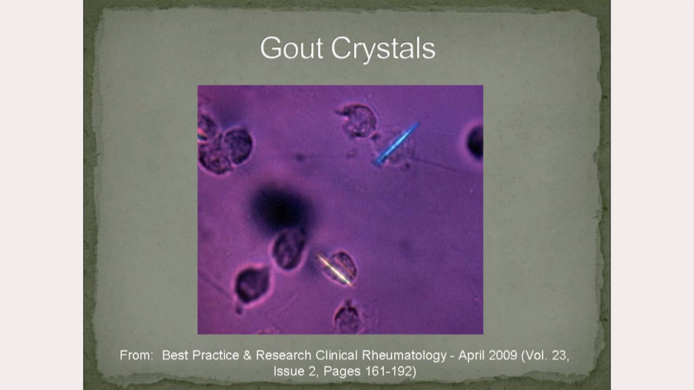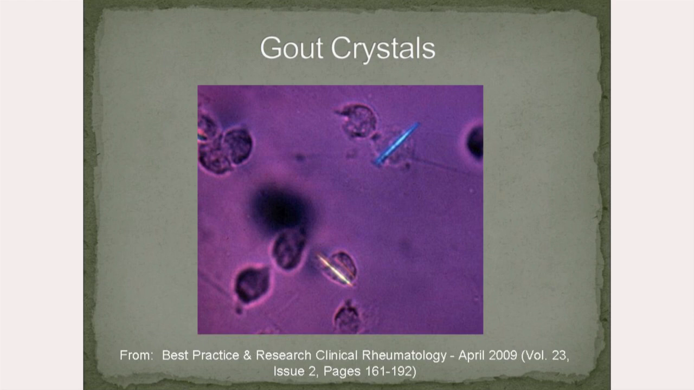So this is what gout crystals look like under the polarized microscope. I'm not going to go into the physics too much because I don't know the physics that well myself, but basically there's a polarizer on a microscope that bends light a certain direction when it hits a crystal of a certain shape. If you have the polarizer parallel to the axis of the crystal and the crystal is yellow, that's a gout crystal, and it typically looks like a needle, needle shaped.